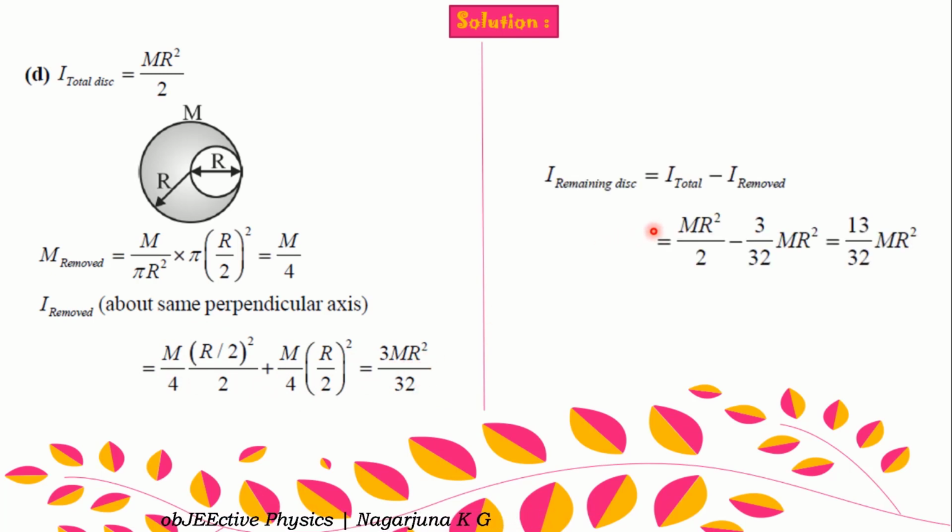So, I remaining disk is equal to I total minus I removed. By substituting the values, we will get 13 by 32 M R square. Option D is the right option.